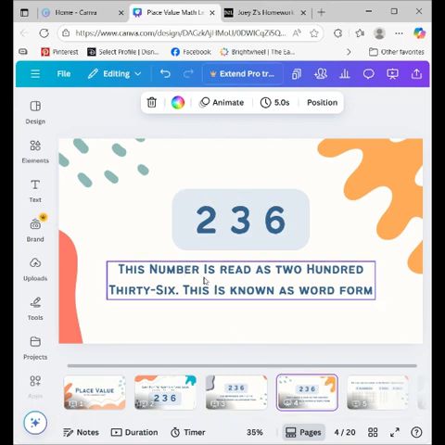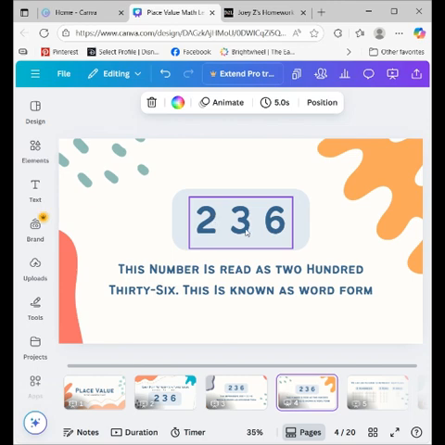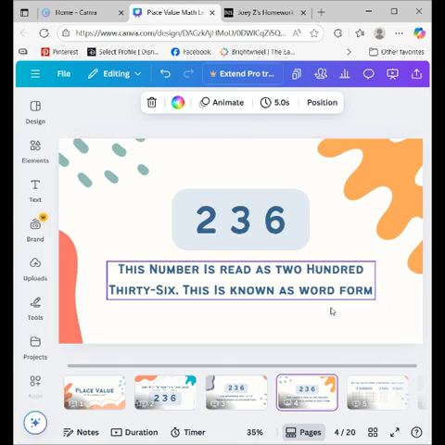This number is read as 236. This is known as the word form. So it's 236 because this 3 represents 10. So it's like 36 without the 2, but then you add in the 2 because it's 200s.